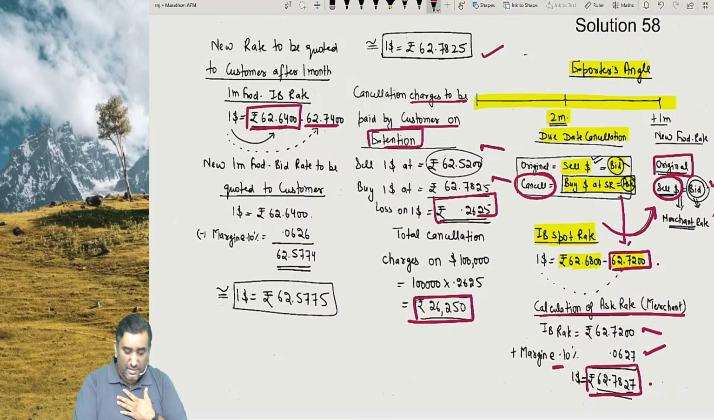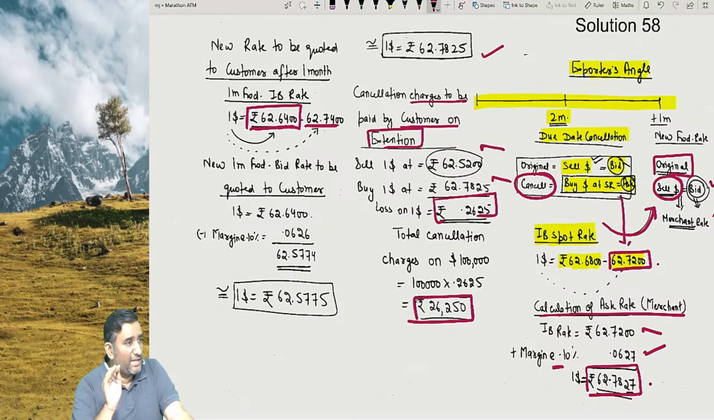My buying rate is the bid rate. And since you are selling, you will end up paying margin. When you buy, you end up paying margin. Customer, when you sell, you end up paying margin. When you buy, your cost increases. When you sell, your inflow decreases. So it's a bid rate. Do not attach this way. In bid rate we subtract margin, in ask rate we add. This can confuse you.